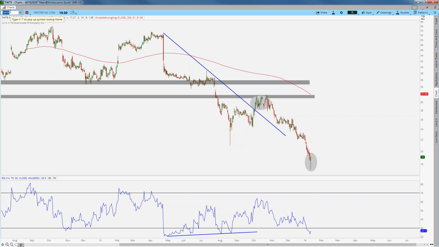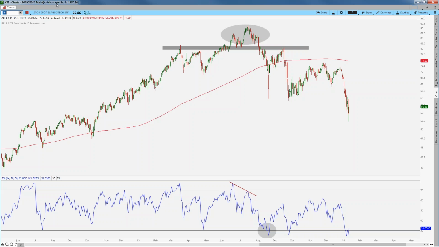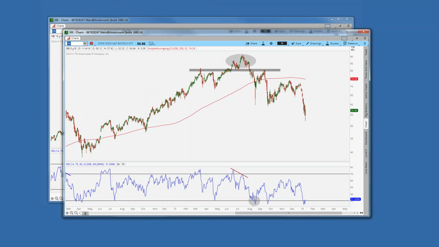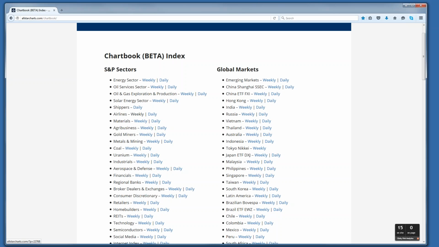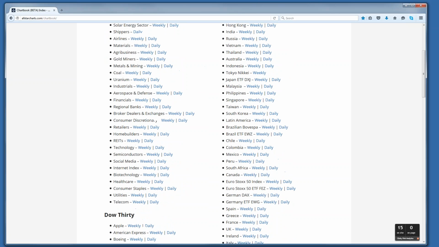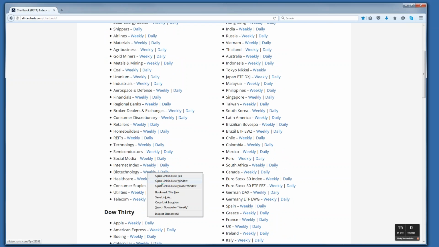Biotechs. I promised you guys we'd look at biotechs. I mean, this has been one of my favorite shorts for sure. Absolutely. You know what? We can actually look at the chart book for this guy. We'll look at biotechnology here in the chart book. Here we're looking at the weekly time frame in biotechs.